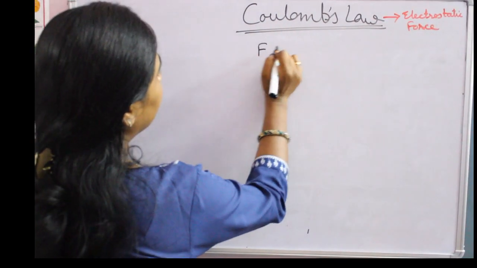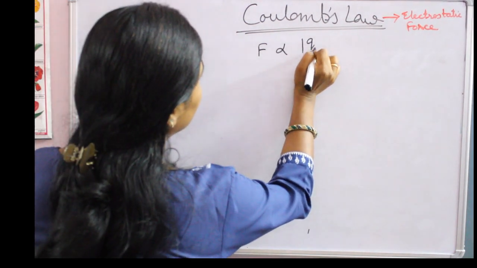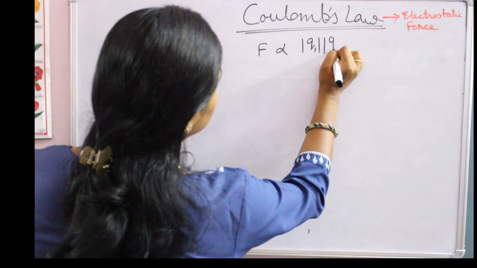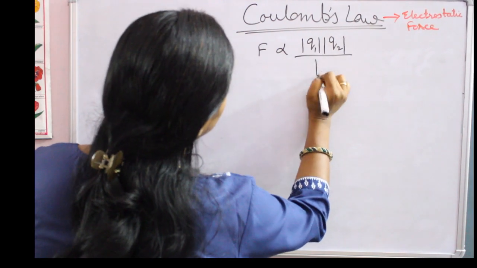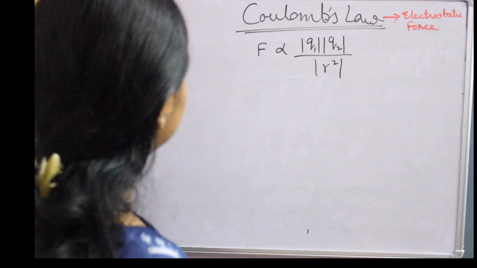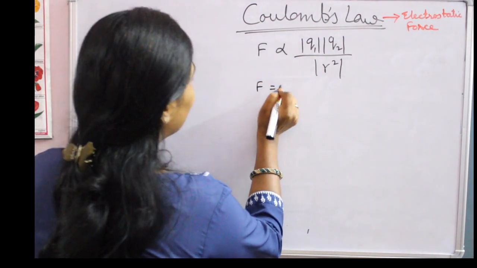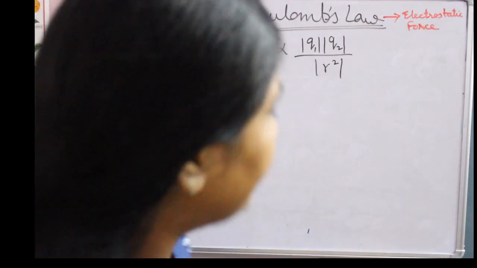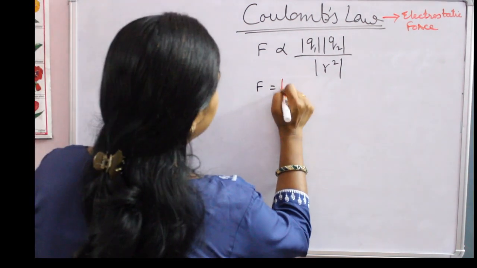F is proportional to Q1 Q2 upon R square. Okay, so I'm going to remove this proportionality symbol. So F is equal to k. Write it as k.